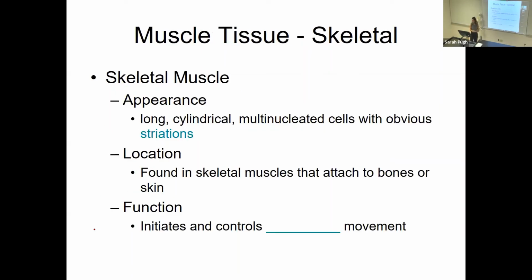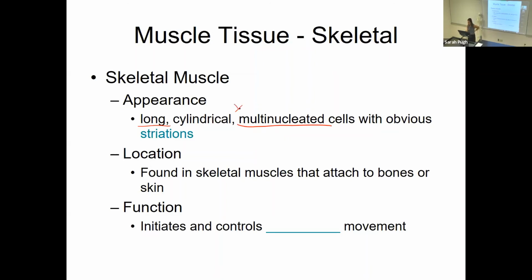So skeletal muscle is the one we're going to start with. Under a microscope, the cells are really long. They're these super long cells, up to 1 meter in length. Each skeletal muscle cell is multinucleated.